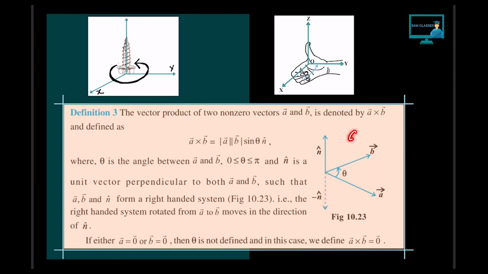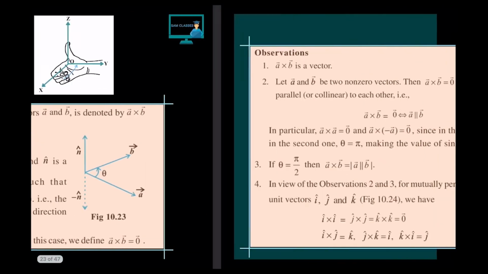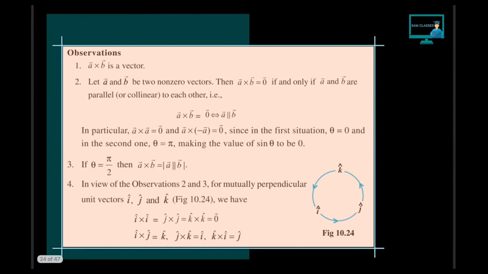So here, very important, it is not commutative. A vector cross B vector is not equal to B vector cross A vector. Okay, not equal. Very important. Now this is also important. If A vector or B vector, anyone is zero, then theta in that case is not defined. Clear? So A vector cross B vector is a vector. That's why it's called a vector product or a cross product.